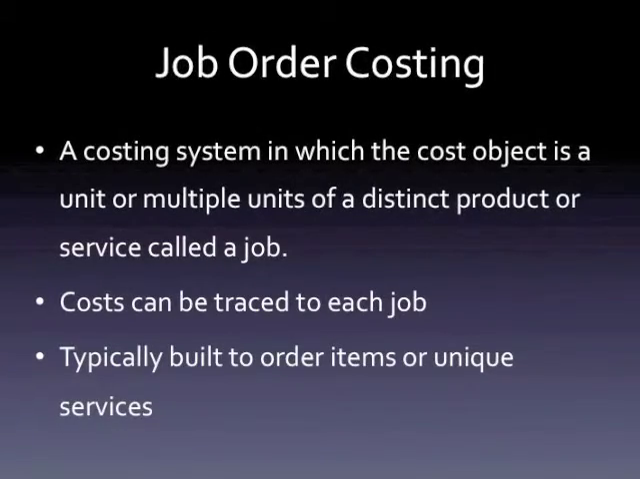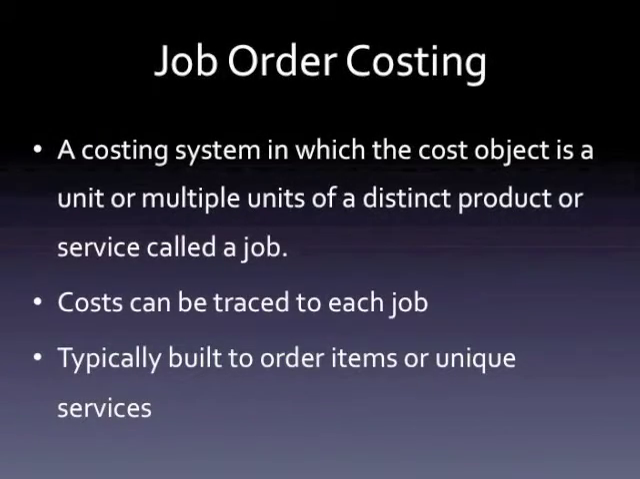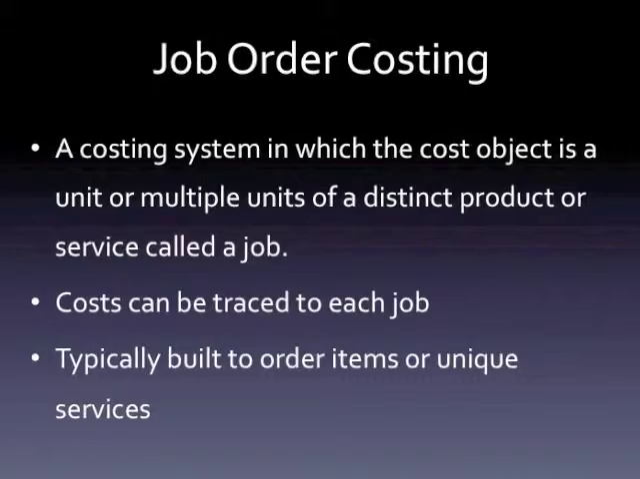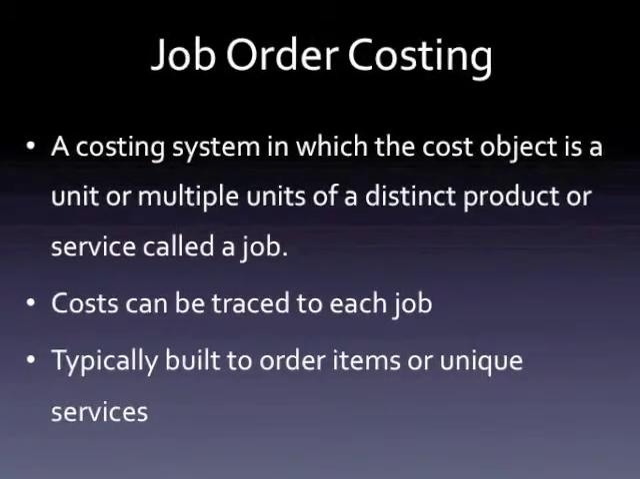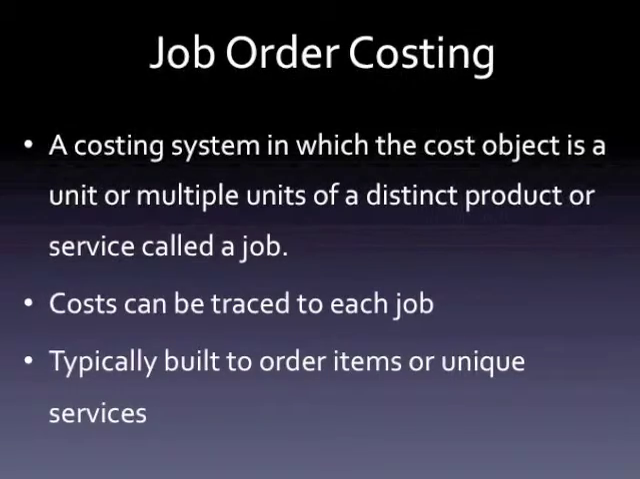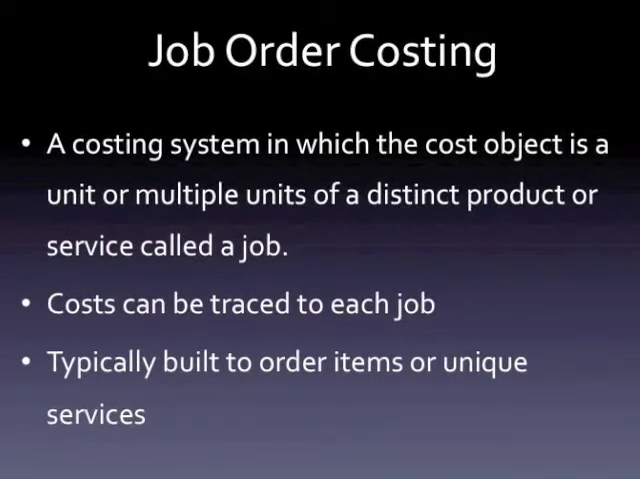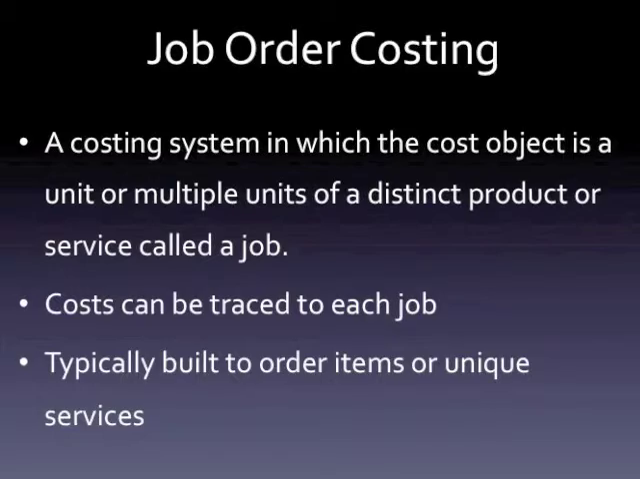Job order costing is a costing system in which the cost object is a unit or multiple units of a distinct product or service called a job. Each cost can be traced to each particular job. In job order costing, items are typically built to order or unique services.